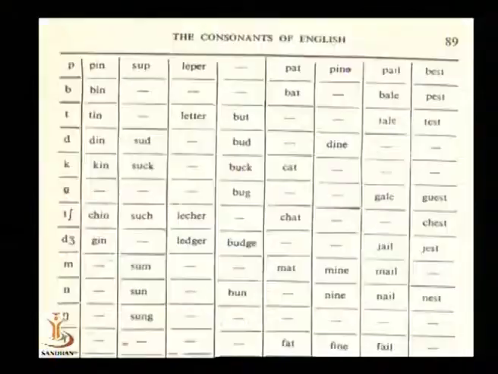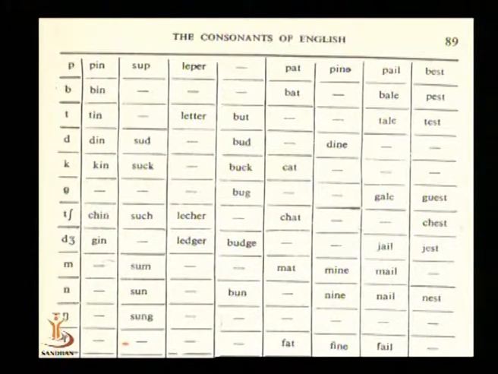So on this slide, my dear students, you've got the 24 consonants. But let's quickly see how the pronunciation takes place. So you've got pin, bin, tin, din, kin, chin, gin. I'm reading it top to bottom, not left to right. Sup, sud, suck, such, sum, sun, sung. So what are we doing? We're trying to show you how these sounds can come at the beginning, the middle, or the end. So if you look at pin, the beginning, pa, sup, the end, and leper, in the middle.